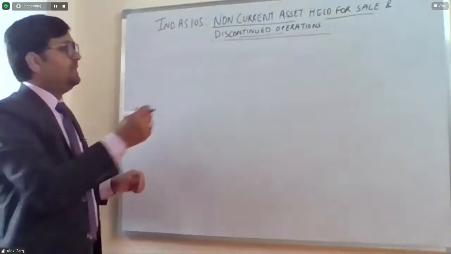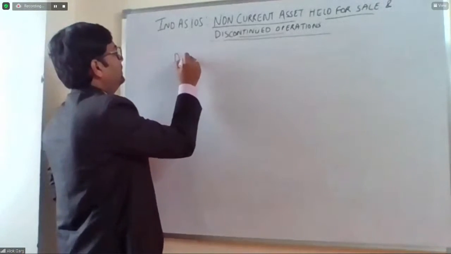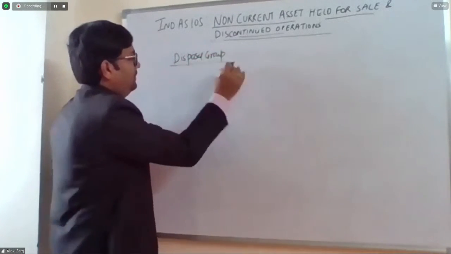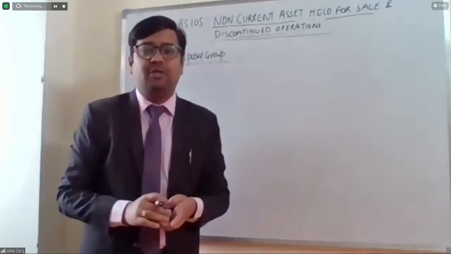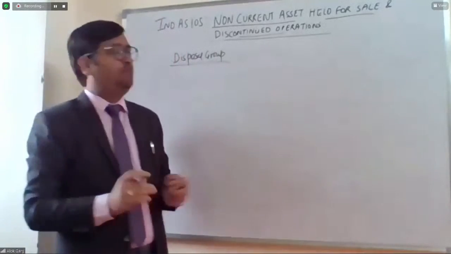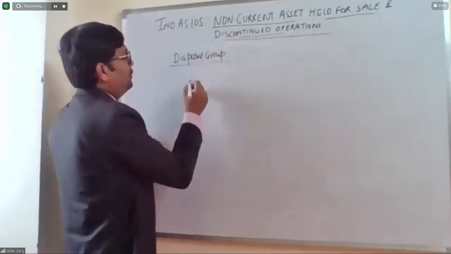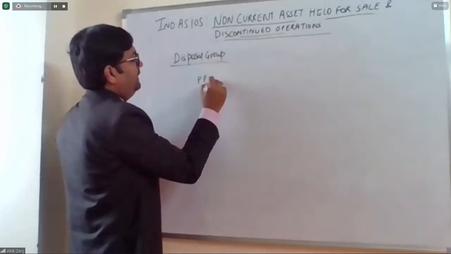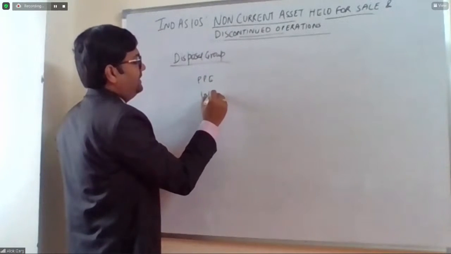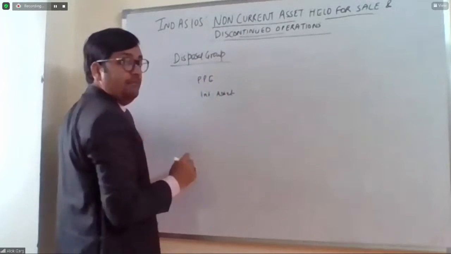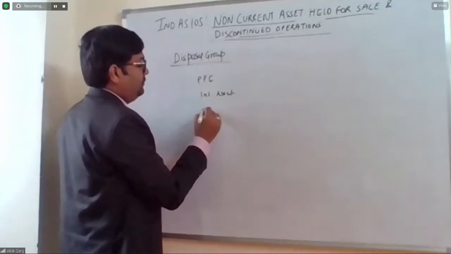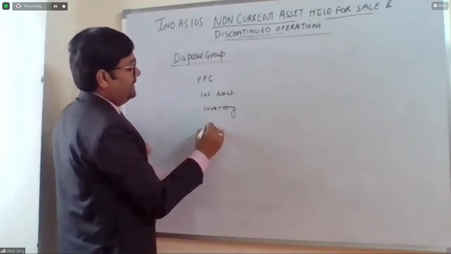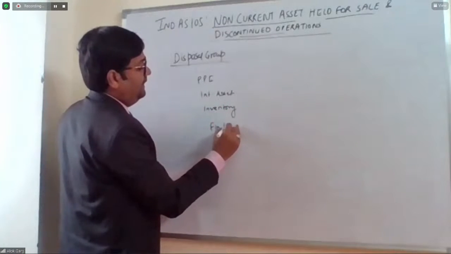So now we are discussing the concept of disposal group. How to do this in the case of a disposal group? We discussed that a disposal group is a group of assets. In the disposal group, there are a lot of assets and liabilities. For example, there is a PPE, an intangible asset, and some other assets also, let's say inventory. Or for example, there is a financial liability.